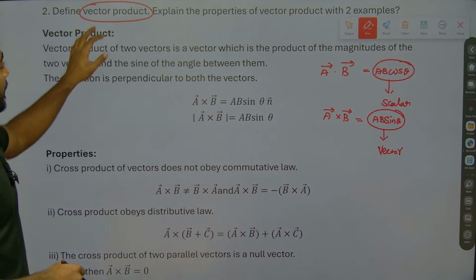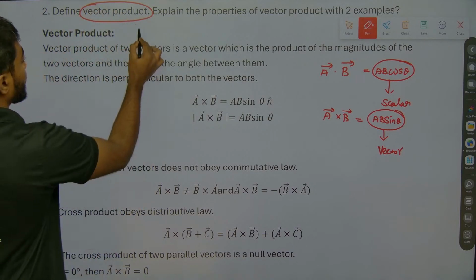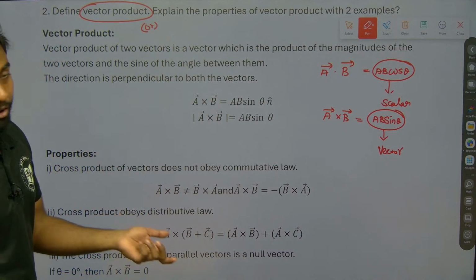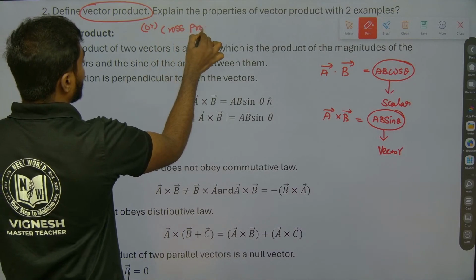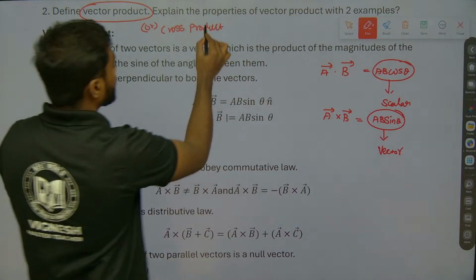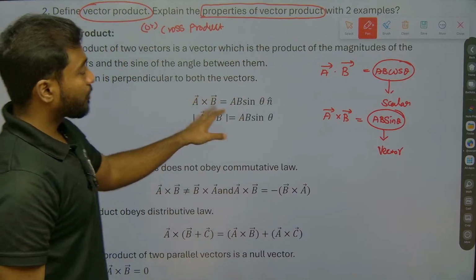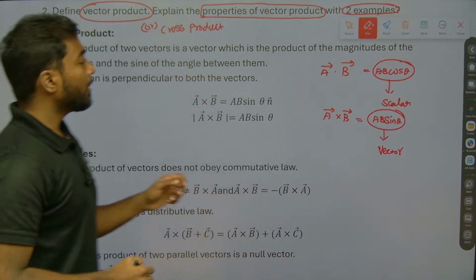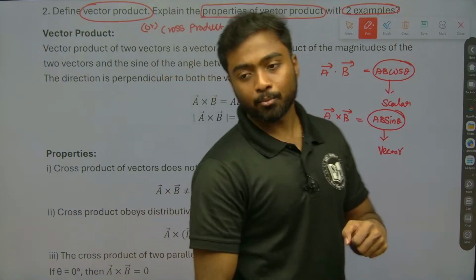Okay, and after explaining what is a vector product or a cross product, the question can be "explain cross product" also. So next we need to explain what are the properties of a vector product. Whenever we are explaining something, we should explain with an example also. It will be helpful for the examiner to analyze the answer you have written.